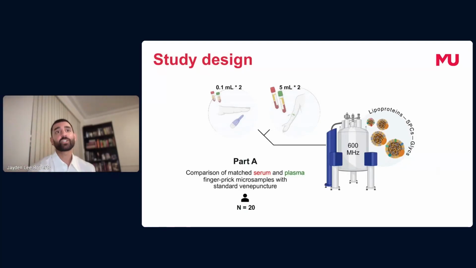I performed matched collection of plasma, so the green top tubes, and serum, the red top tubes, between two collection sites, namely a fingerstick sample for capillary blood and a venipuncture for venous blood. And these matched samples were collected in a cohort of 20 participants. The samples were then analysed via a high-field NMR workflow using a Bruker Avance III 600 MHz NMR for analysis of 120 parameters of lipoproteins, SPCs, and GlycAs in total.